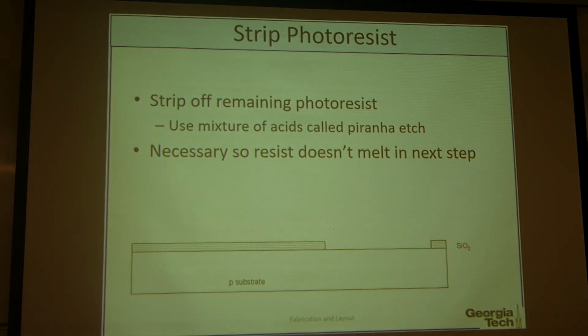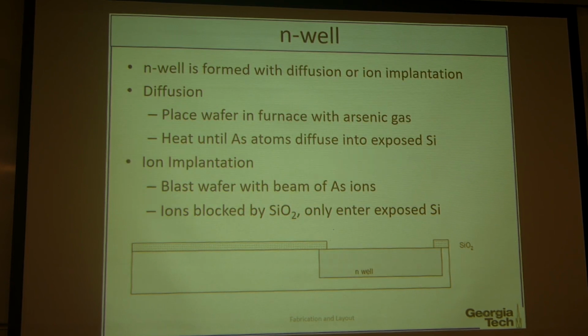Since this photoresist has its job done, we strip off the remaining photoresist so that we only have silicon dioxide below it, using a solution called Piranha, which is a mixture of sulfuric acid and hydrogen peroxide. And then we finally make an N-well, using either a diffusion or ion implantation process.